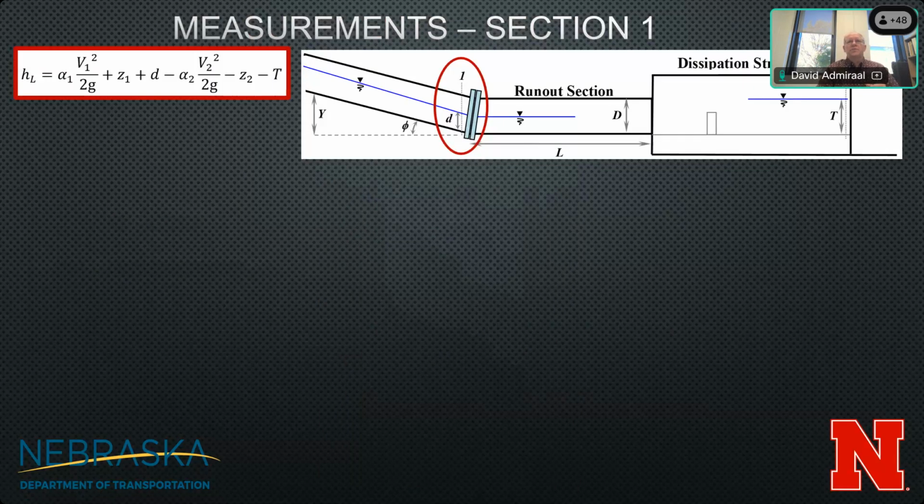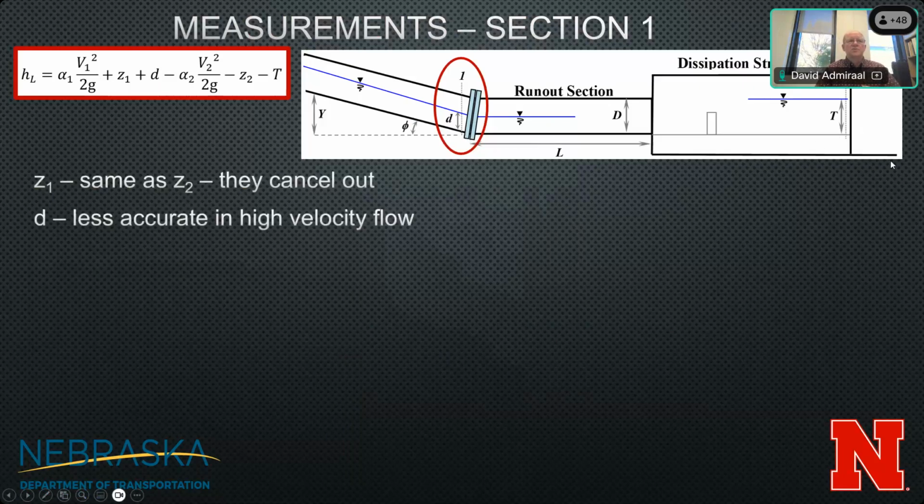All right, so let's talk a little bit about our measurements in the model because we'll have to measure energy at the inlet and outlet. I showed you this energy equation earlier. We need to measure all the values in this equation. The Z1 and the Z2 actually are not that important because Z1 and Z2 are the same. Those are the bed elevation, and they're the same at section 1 right here and at the outlet. So they don't matter. But what does matter is D, the depth at the inlet.